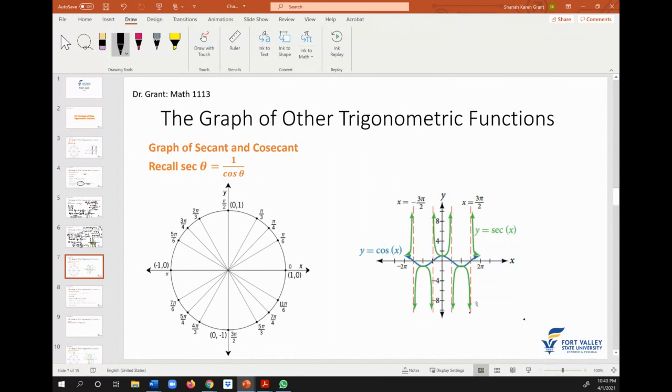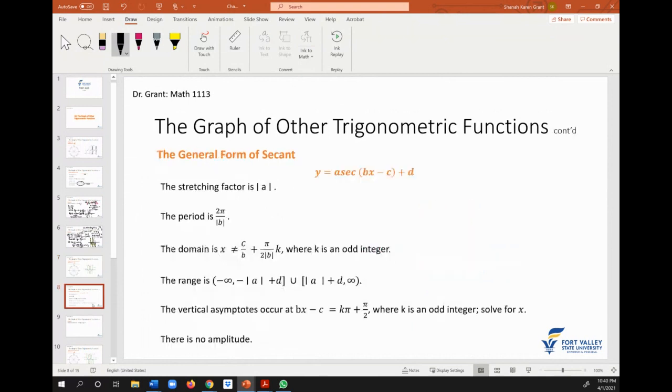Really two U shapes most of the time when you graph it. Similarly to tan, you're going to have basically roughly the same things, including your vertical asymptote is going to be where you set your bx minus c equal to k pi plus pi/2.